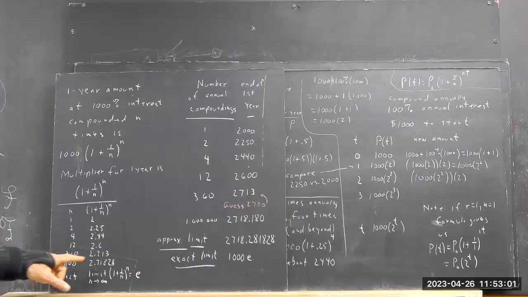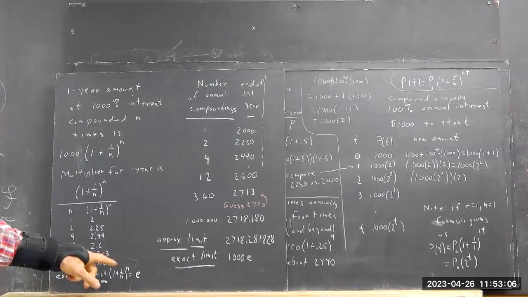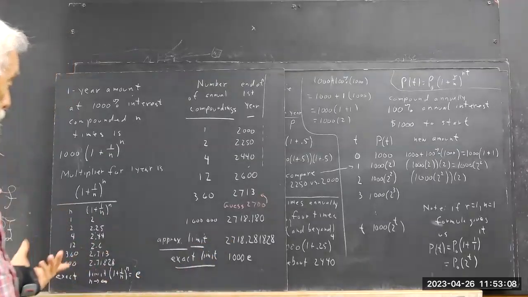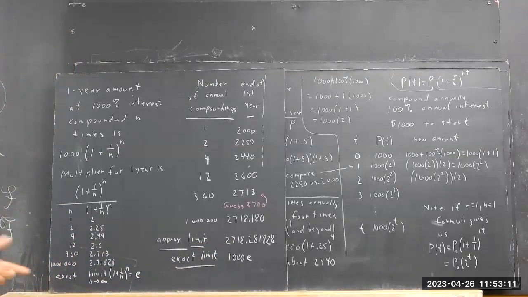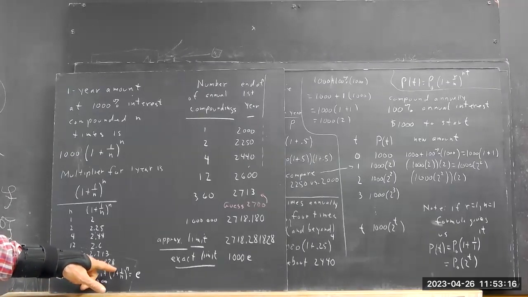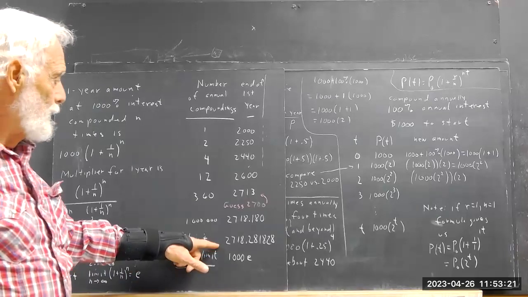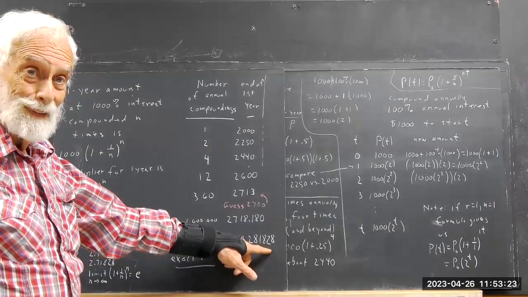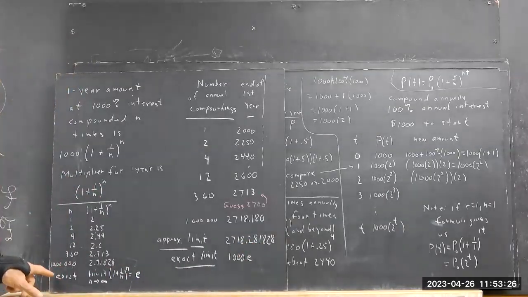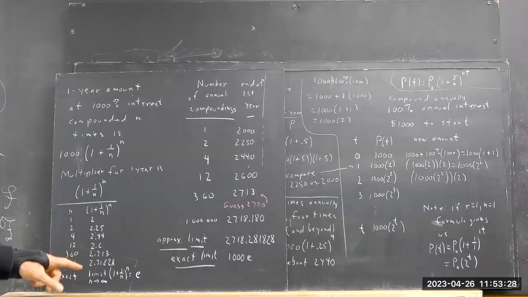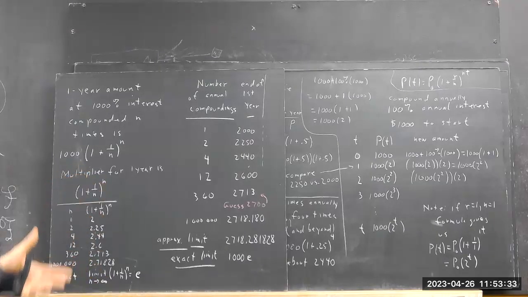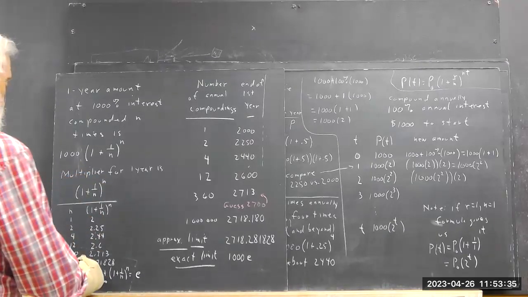You see that by the time we get to 360 compoundings, we're up to 2.713, which is pretty close to 2.718. With a million compoundings, we actually do get 2.71828, but then we get a 0. The approximate limit is this. I didn't write the approximate limit, but the exact limit is what I'm going to say, and here's the expression I'm really getting at.